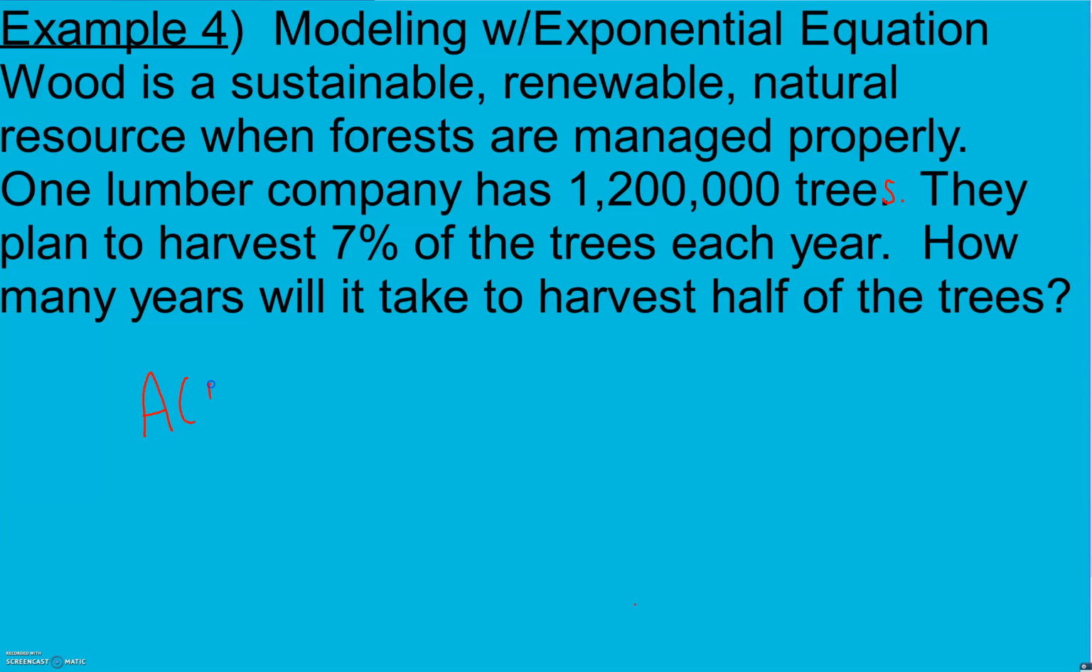We're going to use our A of t equals A(1 plus r) to the t power formula from a couple sections ago. We know that they start off with 1.2 million trees, so that's going to be our A value. We know they harvest 7%, which means it's subtracting. 7% as a decimal is 0.07. And we want to know how long it's going to take for them to have half of the trees, which means half of their original amount, which is half of 1.2 million or 600,000.